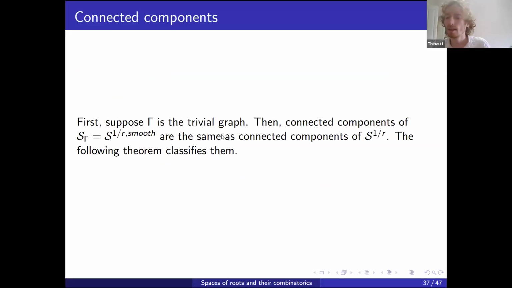A simplified version of the game is, we're going to first suppose that the graph is trivial. It's just a vertex with a bunch of markings and no edges. If the graph is trivial, it means I'm working over MGN, and it means I'm trying to compute the components of the space of roots smooth. And that's the same thing as the connected components of the total space of roots because of some smoothness argument.